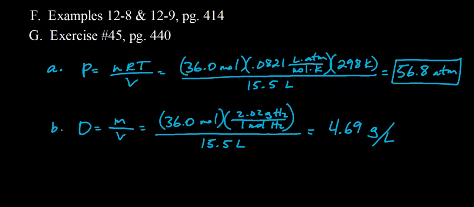Take that divided by the volume of the gas, which was given in letter A, and we get a density of 4.69. Look at the units there, grams per liter. Remember, gases have very low densities. So we're going to express densities of gases in grams per liter versus liquids and solids, which we express in grams per milliliter.